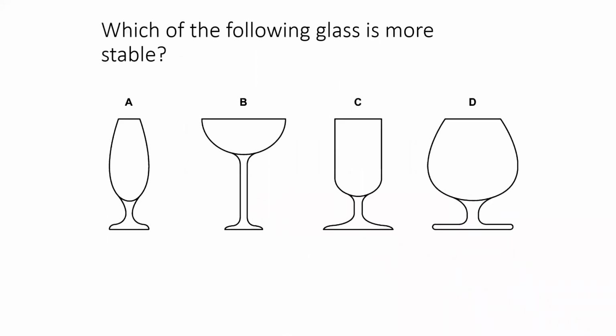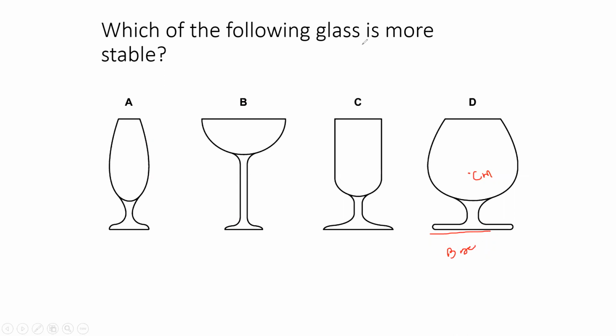So which glass is more stable, A, B, C or D? So why D? Because D will have a lower center of gravity and D will have a large base area. Is it clear? The concept of stability.